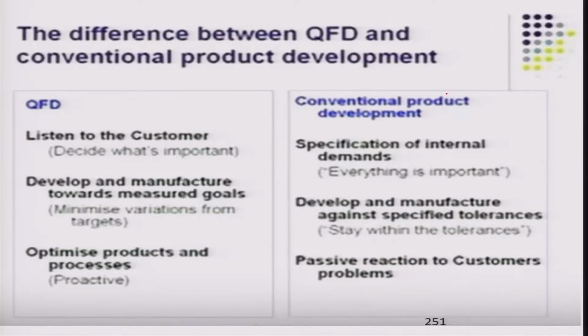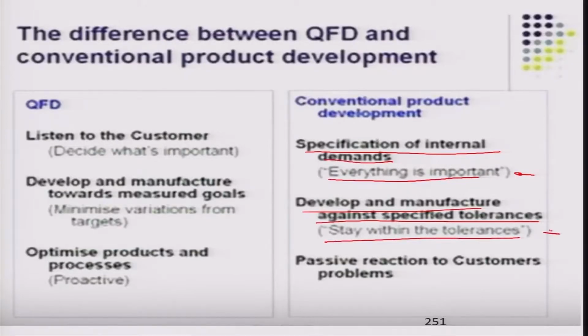So the difference between the conventional product development approach and the QFD driven approach is that in the conventional approach, your specifications are based on internal demands. Everything is important. You have to listen to the manufacturing about what is there in the process. Okay, you develop and manufacture against specified tolerances. Try to keep to the tolerances because changing them would really need a change of a lot of internal dynamics, and there are a lot of resistances to such changes within the organization almost always. And the approach is kind of passive, a reaction to customer problems.